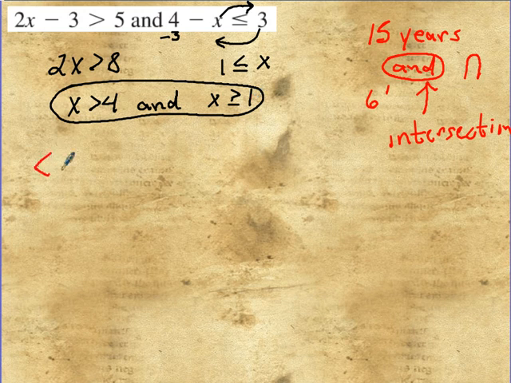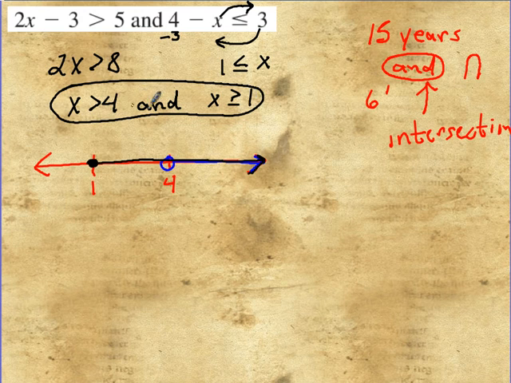So let's look at this one. And there's a good possibility you can do this in your head without showing all this work. Here's 1, here's 4. So x is greater than 4, looks like this, and, let's do it in black, x is greater than or equal to 1. Did you see the overlap? Did you see the intersection? What numbers are bigger than 4 and bigger than or equal to 1? All the numbers over here.